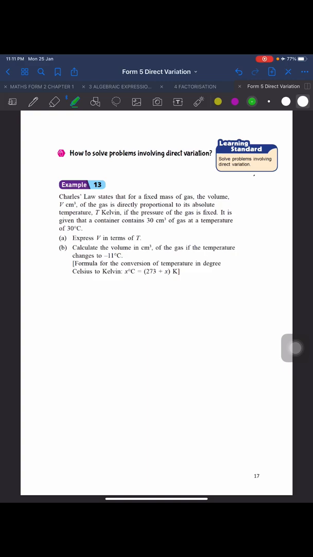Charles's Law stated that for a fixed mass of gas, the volume V cm³ of the gas is directly proportional to its absolute temperature T Kelvin if the pressure of the gas is fixed. It is given that a container of 30 cm³ of gas is at a temperature of 30 degrees Celsius. A, express V in terms of T, and B, calculate the volume in cm³ of the gas if the temperature changes to negative 11 degrees Celsius.